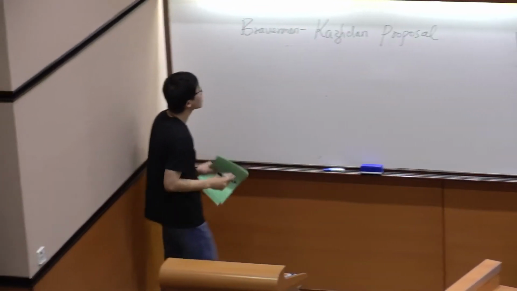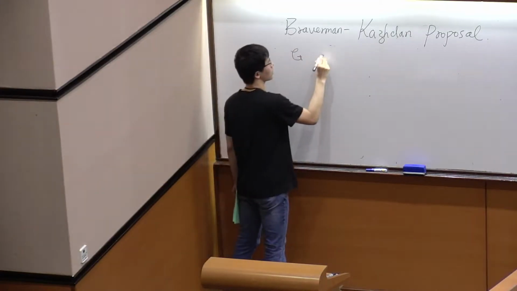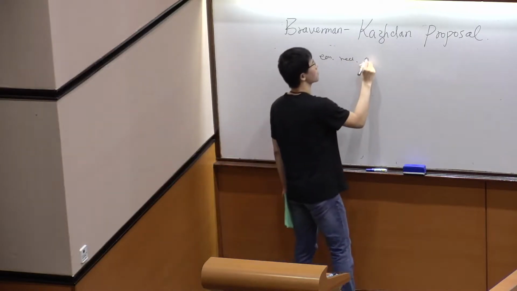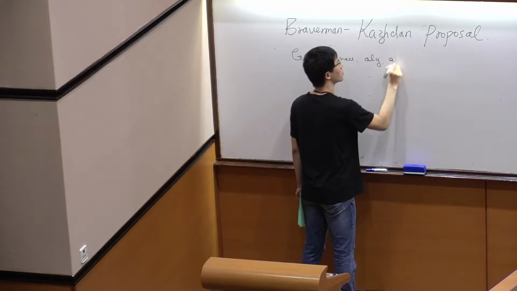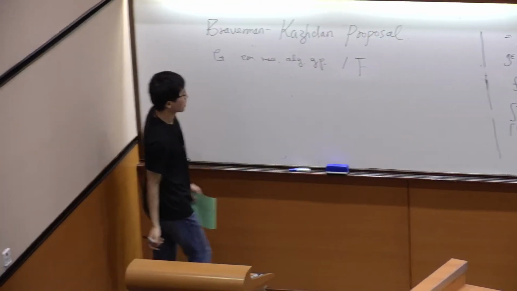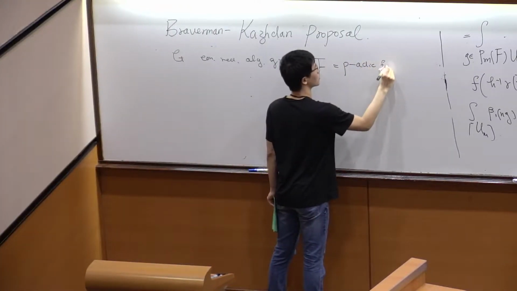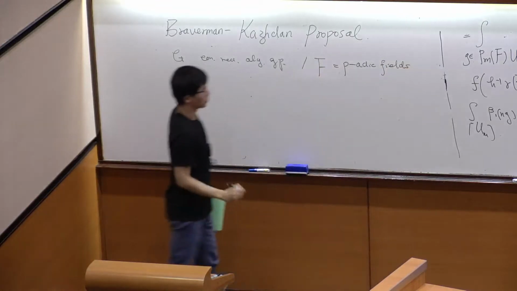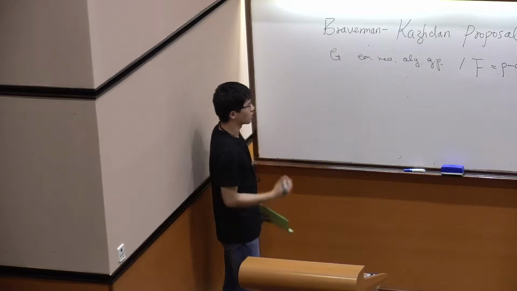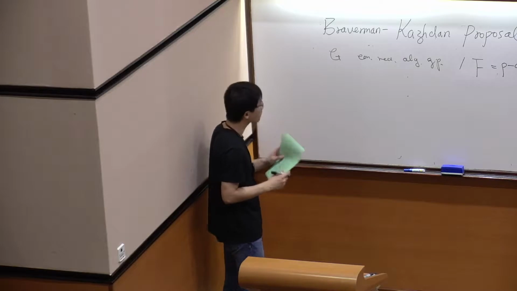Okay, so let's fix some notations. We fix our group G to be a connected reductive algebraic group over a local field F. And for convenience, we assume F to be a p-adic field. There are parallel proposals for the local function field and the Archimedean local field, but for convenience, we restrict ourselves to the p-adic field case.